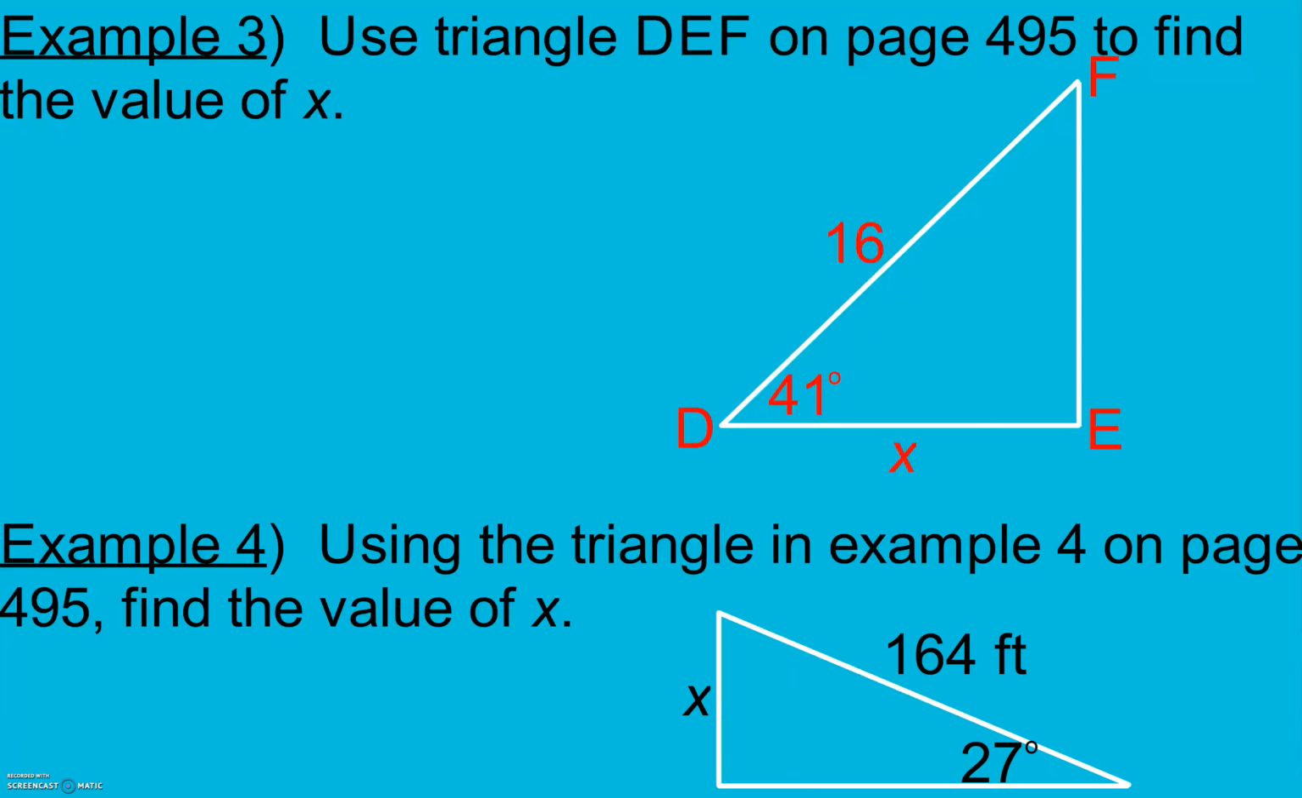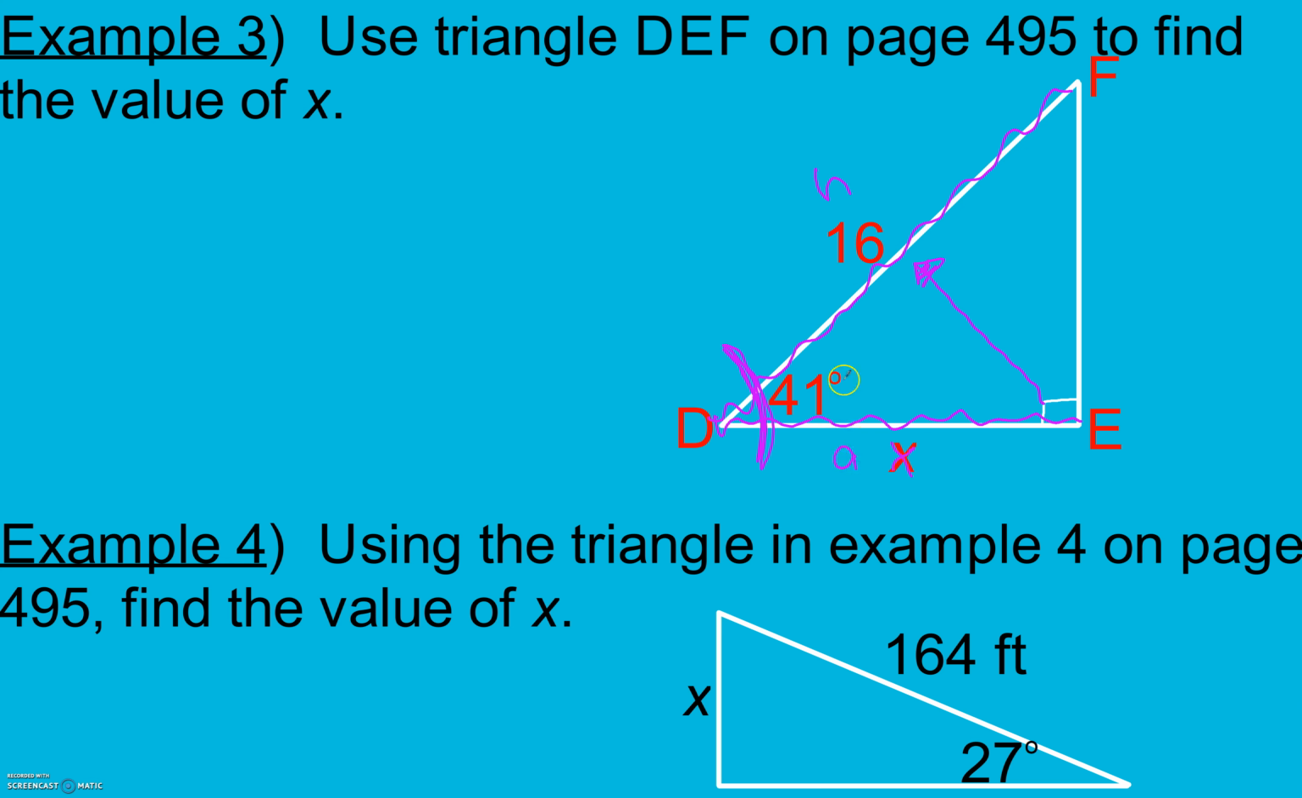In example 3 here, we're going to use triangle DEF on page 495 to find the value of x. So, right triangle here. We have a side. We have an angle here, 41 degrees. We need to figure out what sides we have. Well, 16 is our longest side. It's opposite of our 90-degree angle. So we know that that's our hypotenuse. And our side that is x here is the other part of our angle. It's the adjacent side, right next to the angle we're looking to.